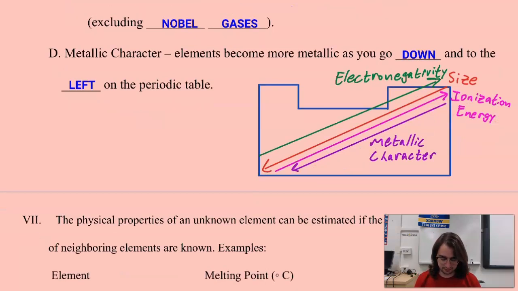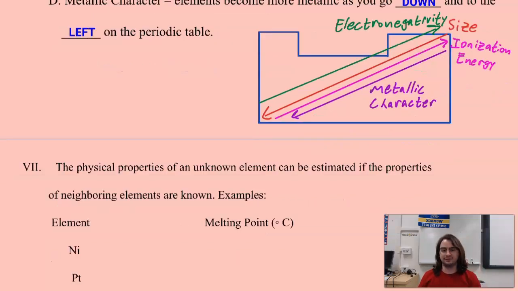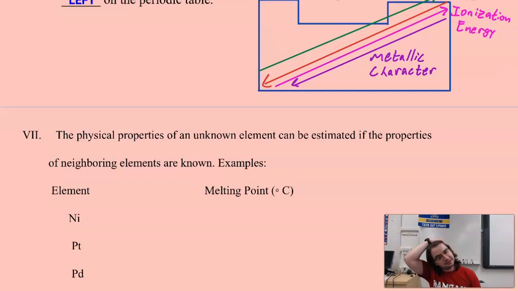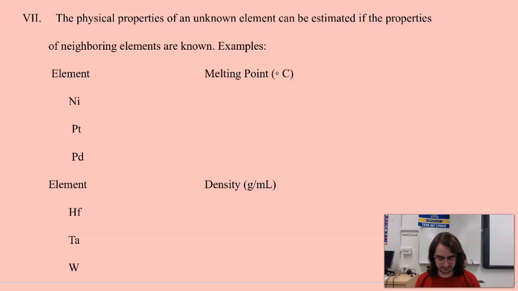Now, one last little thing that we want to talk about. Let's talk about how we can identify some physical properties of different elements based on the information of elements around them. So let me show you what this looks like. Say, for example, I want to determine the melting point of an unknown something. And this unknown something is palladium, which is what Pd is. I do not know what the melting point is of palladium, but I do know that the melting point of nickel is 1,453. And I know that the melting point of platinum is 1,772.